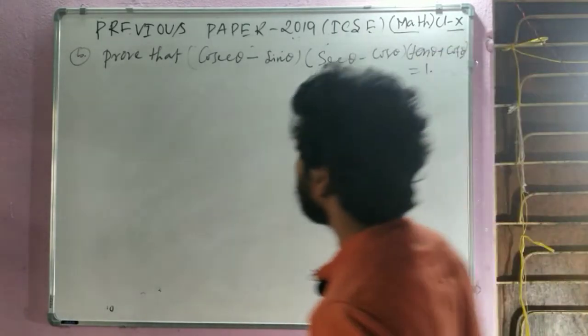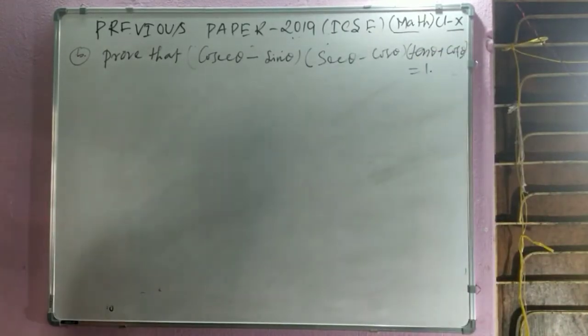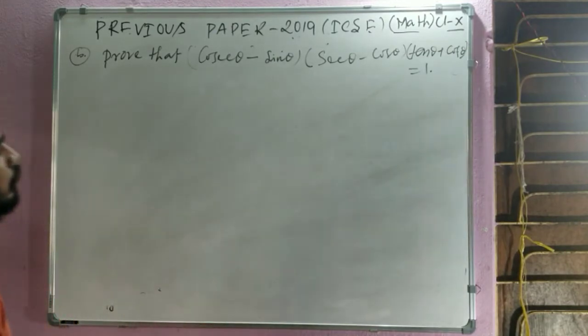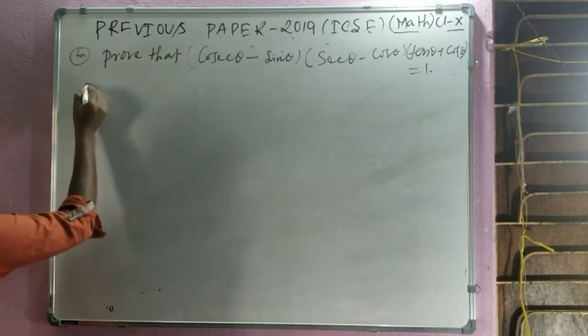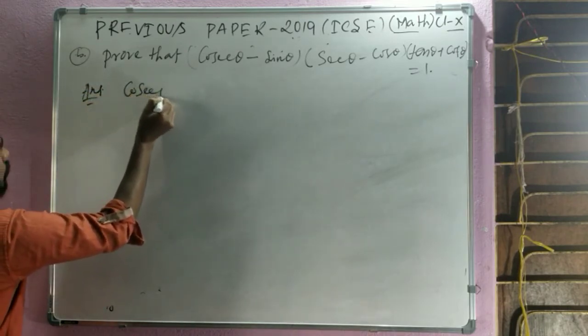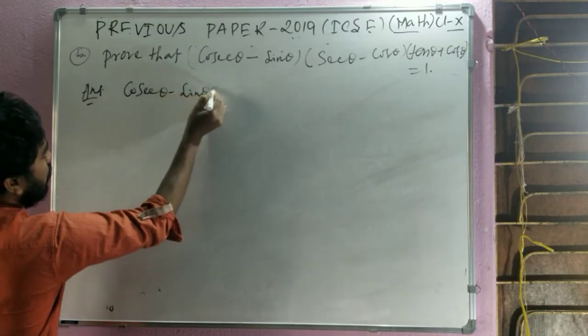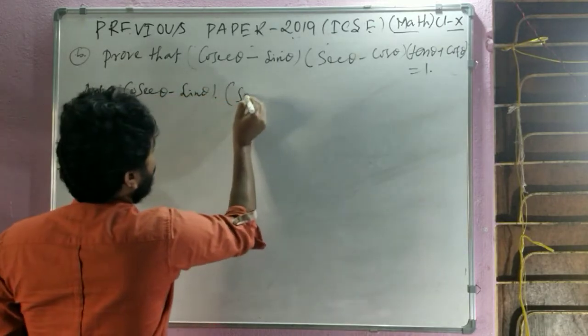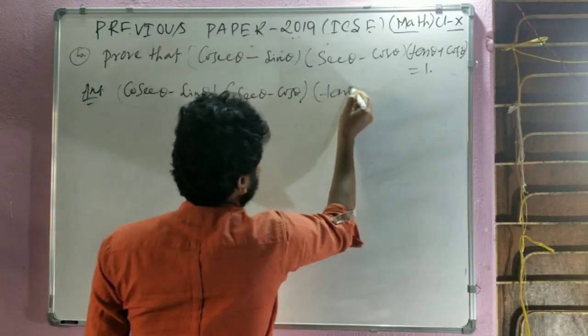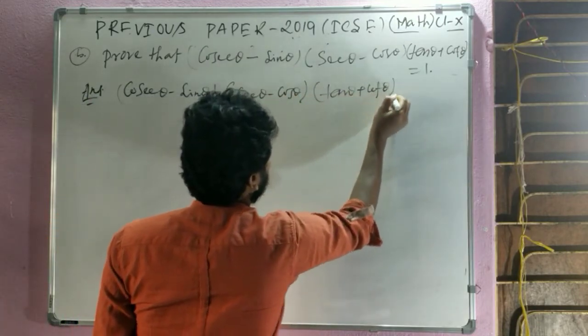Next, question number B, coming from trigonometry. Prove that cosec theta minus sin theta, sec theta minus cos theta, tan theta plus cot theta equal to 1. Answer: cosec theta minus sin theta into sec theta minus cos theta into tan theta plus cot theta.